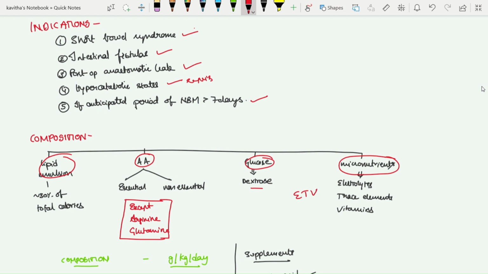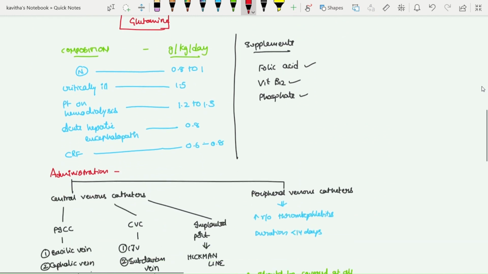Amino acids are essential amino acids and non-essential amino acids. It contains all the amino acids except for two, they are arginine and glutamine. Composition can be changed based on the patient's needs, especially the protein requirement differs.